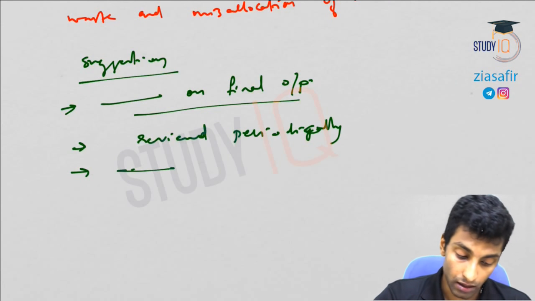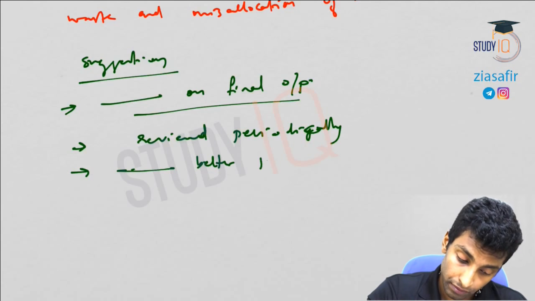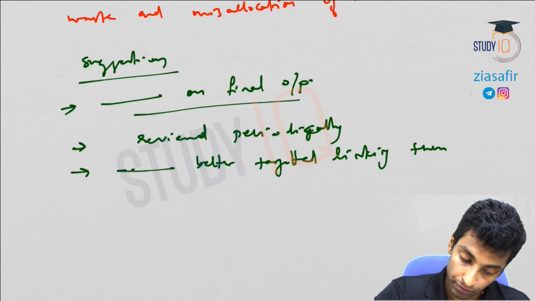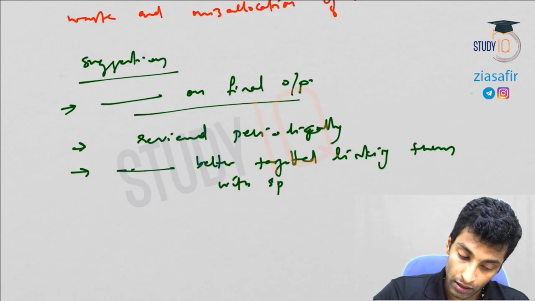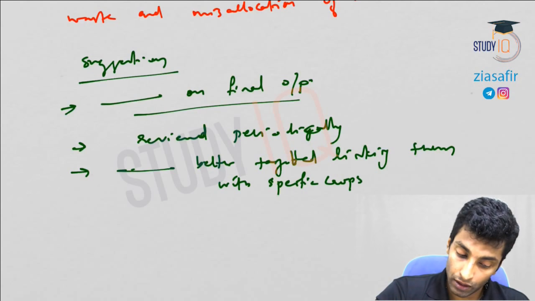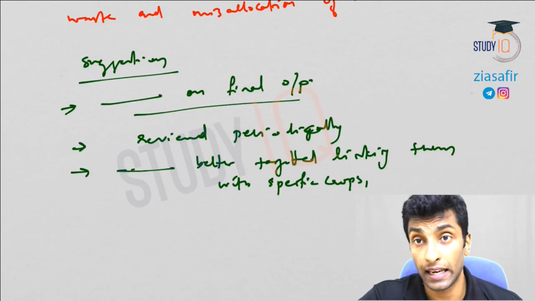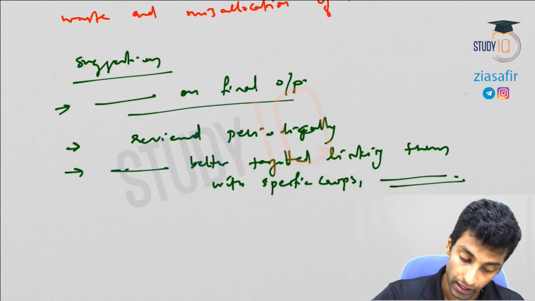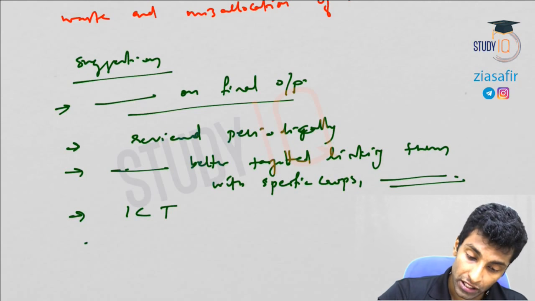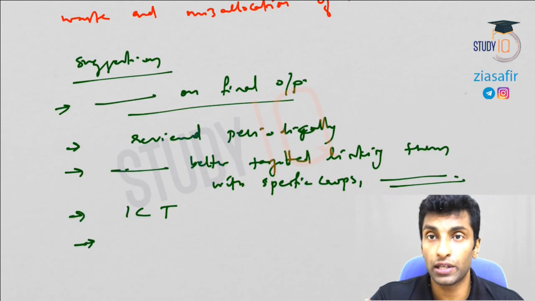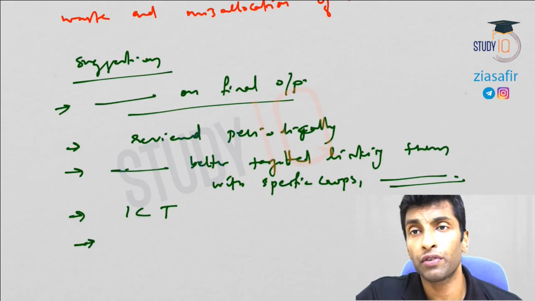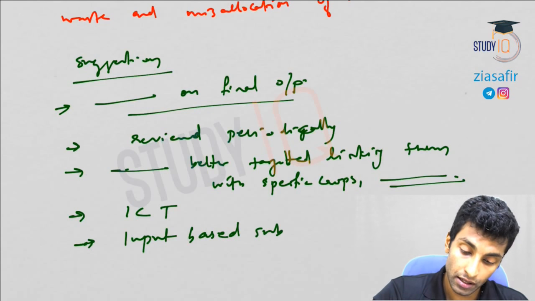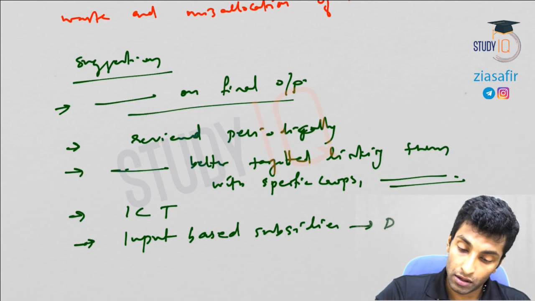Then subsidy should be better targeted, linking them with specific crops, region, size, and farmers, etc. All these you can say for better targeting. Then use of ICT, information communication technology, so that you can reduce leakages. Then in case you need to give input based subsidies, you can replace them with DBT.